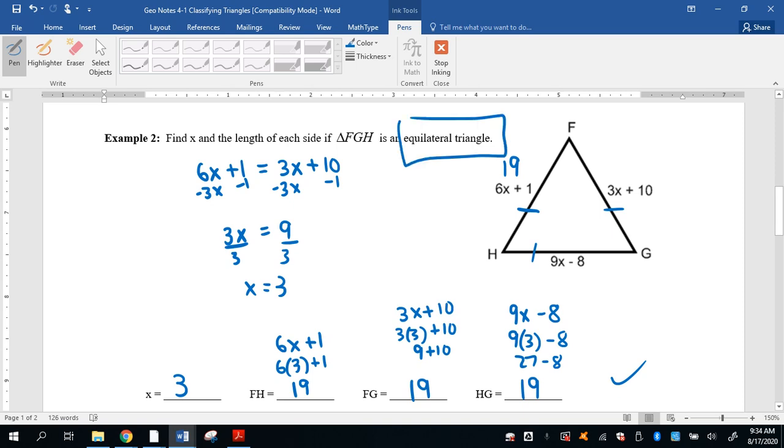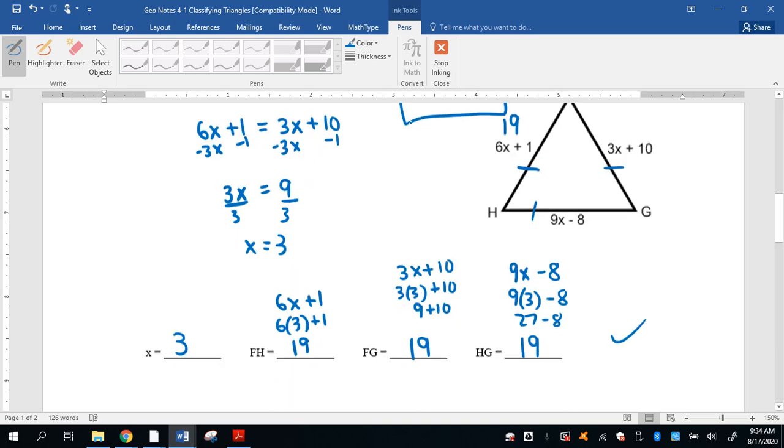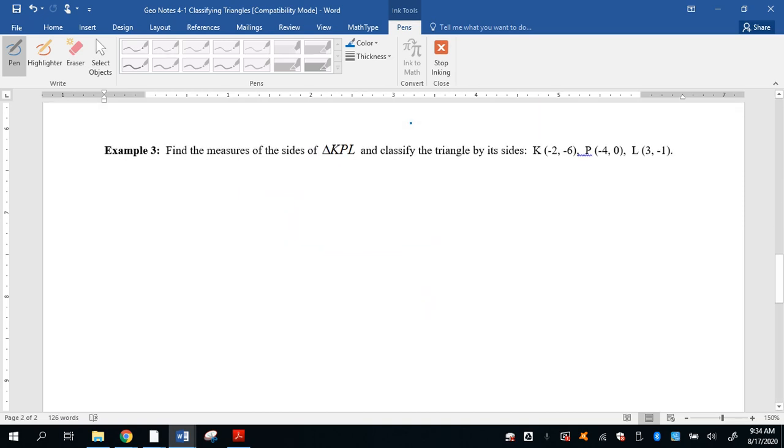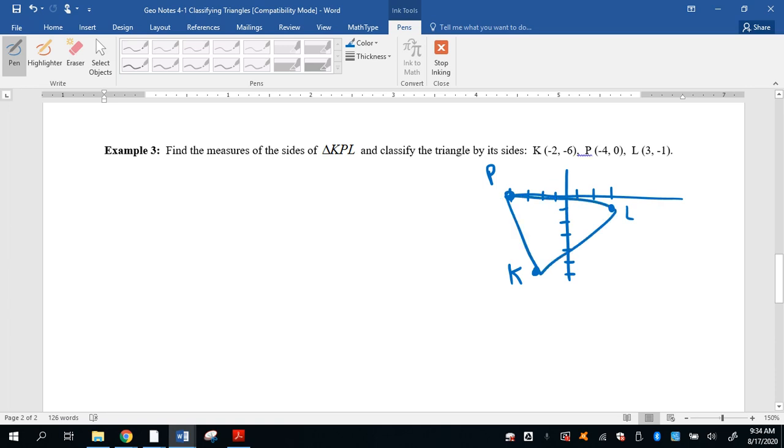Now, let's look on the back side and let's review the distance formula. Example 3 says find the measures of the sides of triangle KPL and classify the triangle by its sides. So I am not going to draw a beautiful picture, just a quick picture. K would be (-2, -6). So K is roughly here, P is roughly at (-4, 0), and L is roughly at (3, -1). So just drawing the picture, it looks like it could be equilateral, it could be scalene, it could be isosceles. I'm not really sure by this poor drawing.